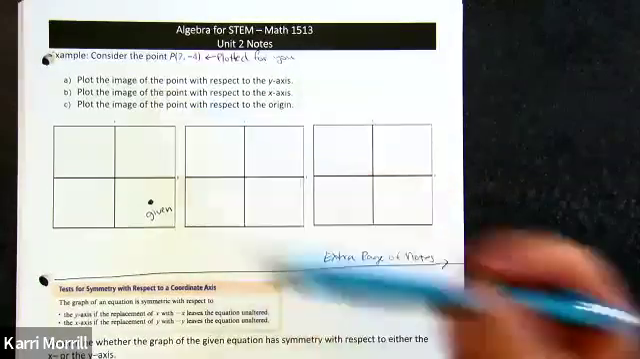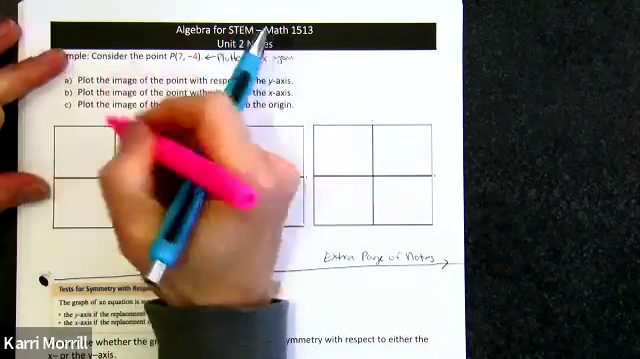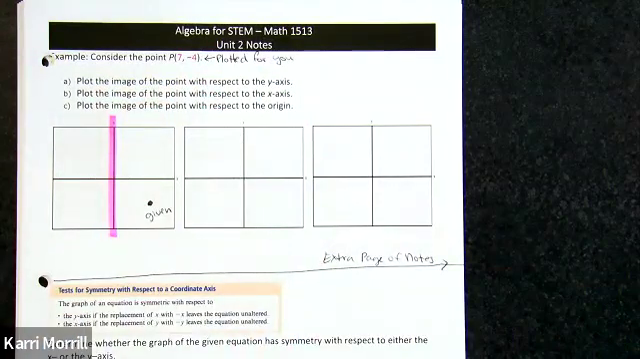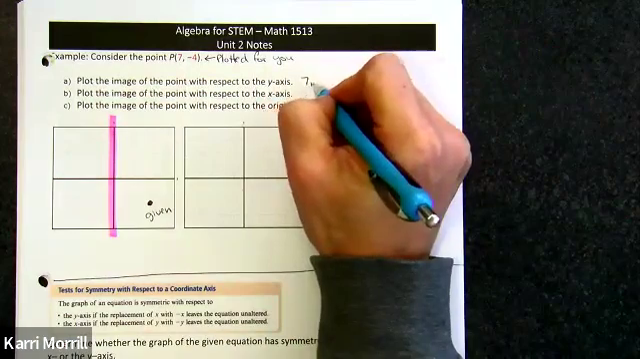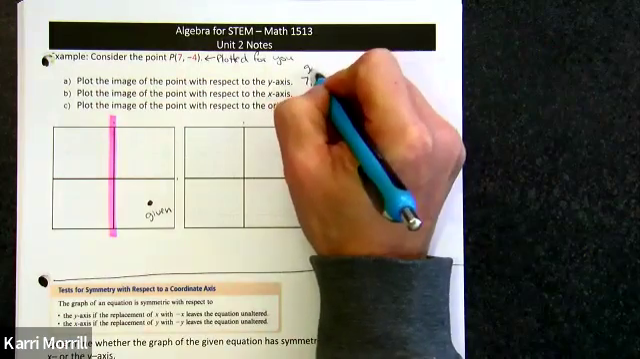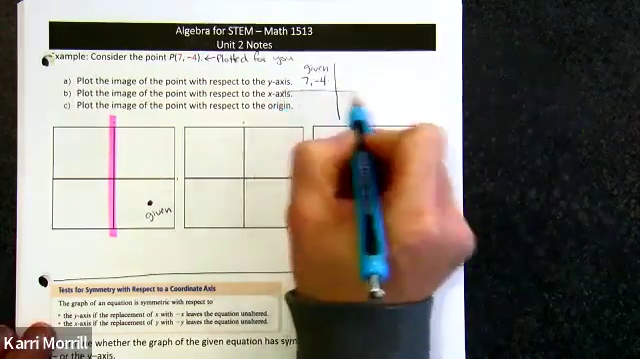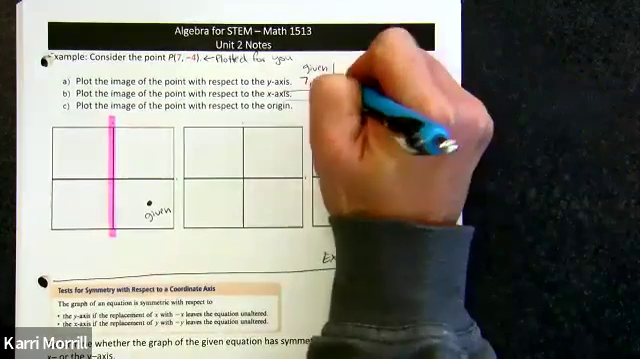But then part A says, let's plot the image of that point in respect to the y-axis. So find a memory device or whatever helps you. But if it's in respect to the y-axis, that means the y stays the same. So this is what's given. I'm going to do it for all of these. The y will stay the same, but your x changes.